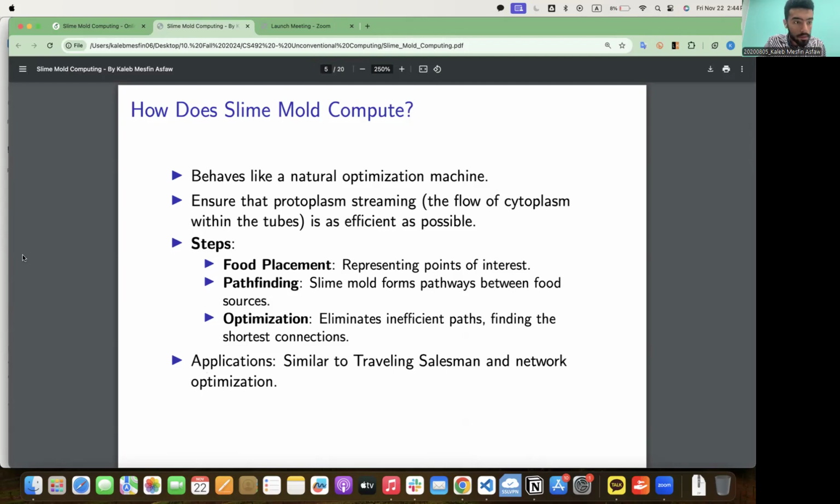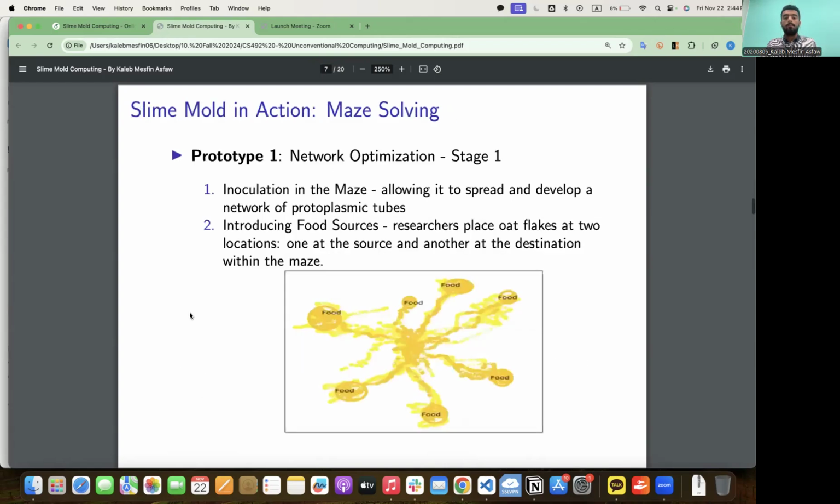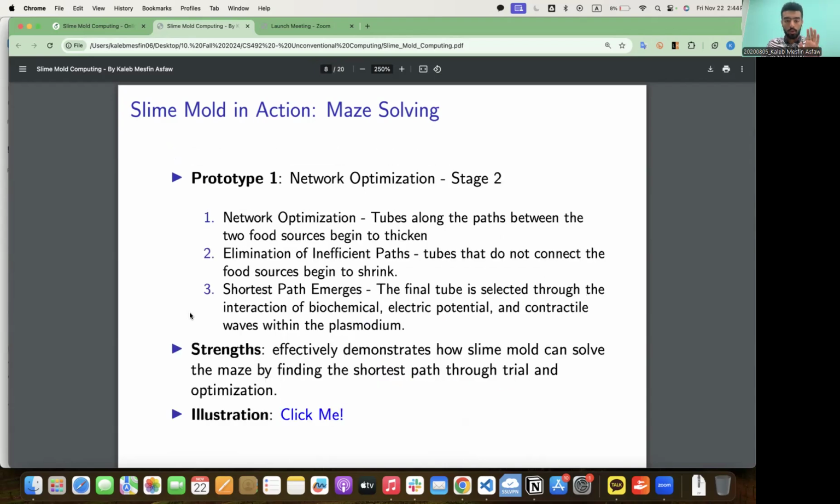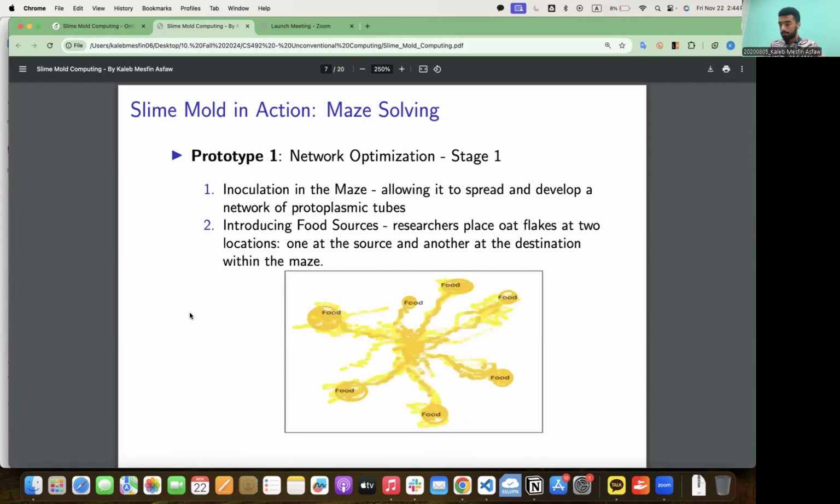Give me just a second. Yes. Okay, now, this is the exciting part. How does slime mold solve any kind of maze? I will show a detailed YouTube illustration, but let me try to explain the process briefly.